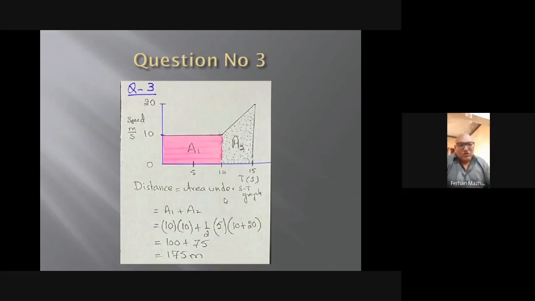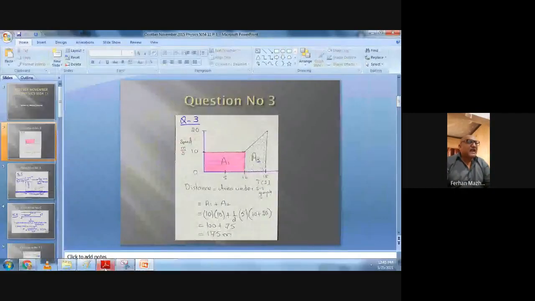So have a good look on this slide. I hope that you have understood how this is done. Area under the speed time graph is equal to the distance traveled by the body. So hope you have understood this. So 175 is the answer.